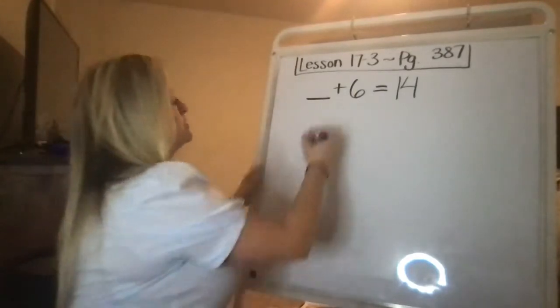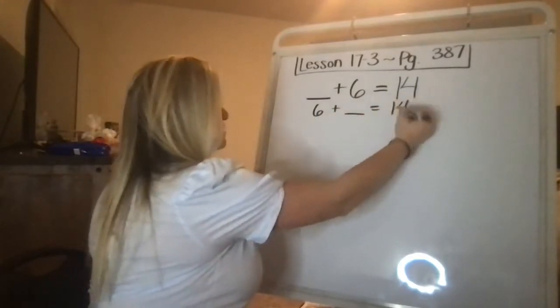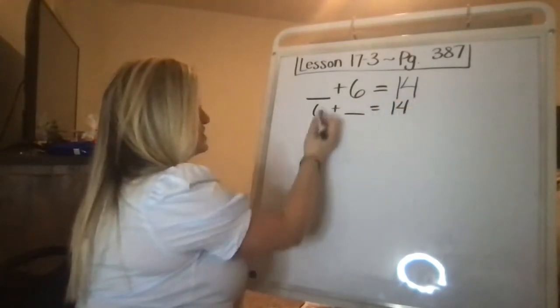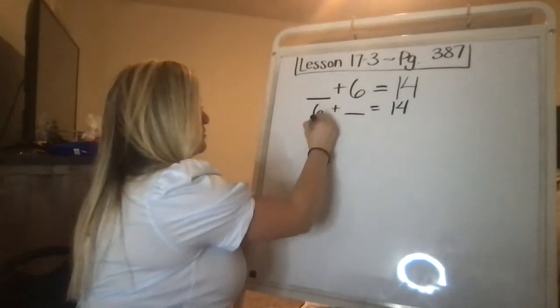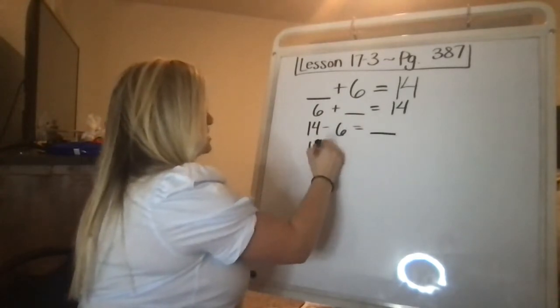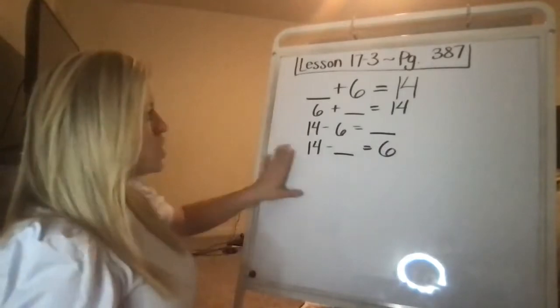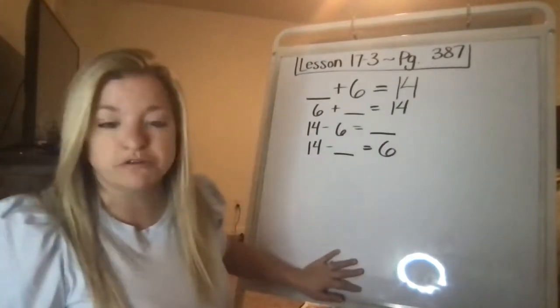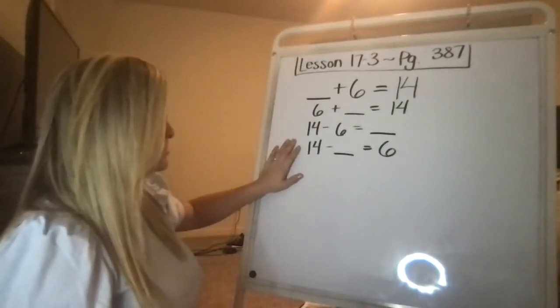One of the things you could do is flip this into 6 plus blank equals 14. That's the other addition problem in the fact family. Another thing you could do is 14 minus 6 equals blank, or 14 minus blank equals 6. So those are all the different ways you can flip this equation where it still works within the fact family.